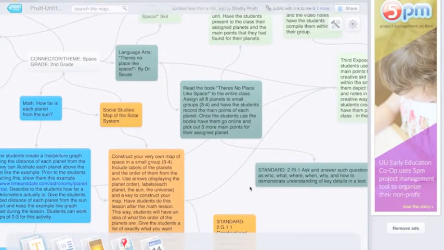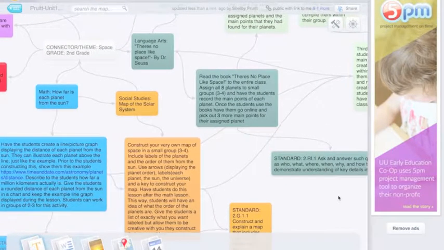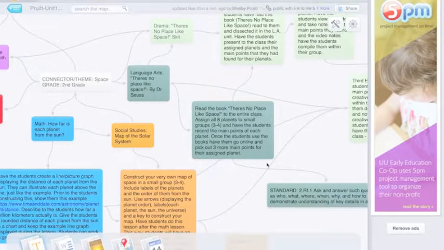The standard for this is to ask and answer such questions as who, what, where, when, why, and how to demonstrate understanding of key details in a text. So they're going to find key details in the Dr. Seuss novel, which has only about two or three little ones. That's why I'm going to have them go online and find a few more.